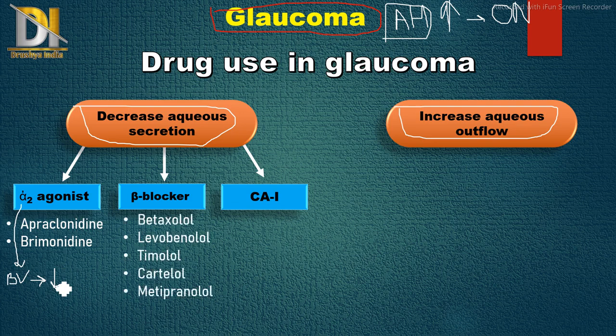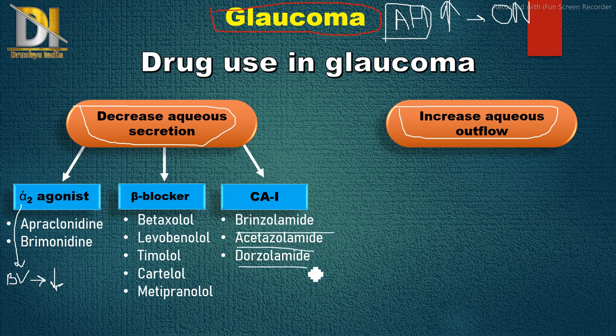Next come beta blockers. The drugs are betaxolol, levobunolol, timolol, carteolol, and metoprolol. And the mechanism is the same, because they cause the constriction of blood vessels. Next class is carbonic anhydrase inhibitors. Carbonic anhydrase is an enzyme which leads to the formation of carbonic acid. It plays a major role in diuretics. The drugs in carbonic anhydrase inhibitors are brinzolamide, acetazolamide, and dorzolamide.